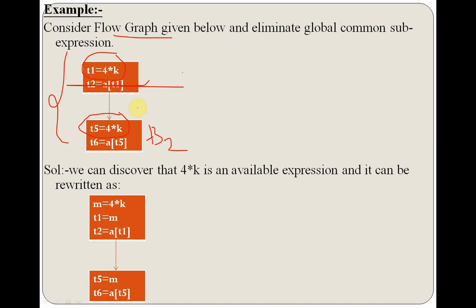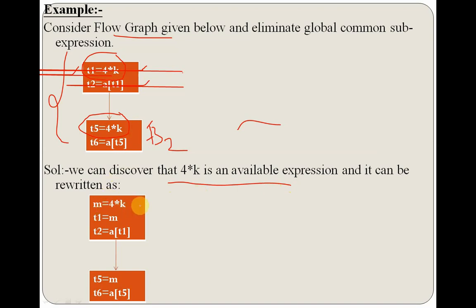We will apply that same transformation in the local optimization process. Here, among the blocks, we can identify the common subexpression 4 * K. 4 * K is computed in block B1 and also in block B2. In block B2 we compute 4 * K again, but we get the same value because the variable K is not modified since the last occurrence of the expression 4 * K. So 4 * K is a common subexpression and can be modified as shown below.